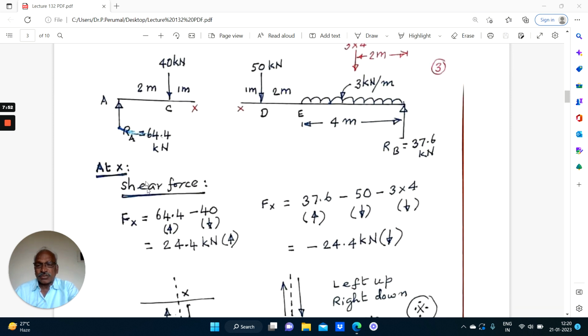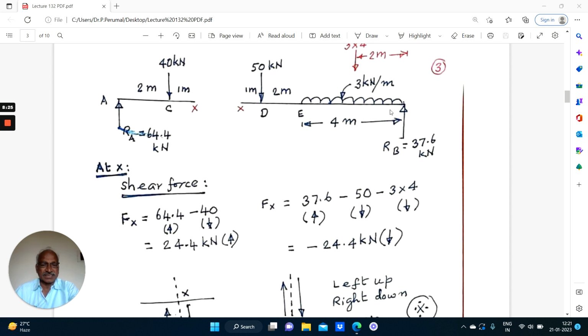Right. Coming to the part AX, you got one reaction, one load. So algebraic sum of vertical force, one is upward, the other one is downwards. So 64.4 minus 40 equal to 24.4 kilonewton is the shear force. It is left up. Left up is positive. So 24.4. Same thing. This is extra calculation.